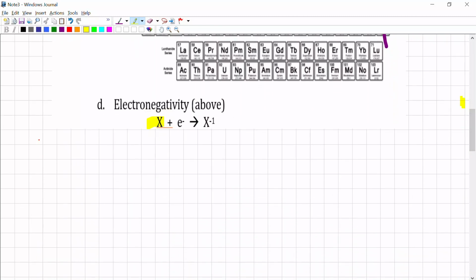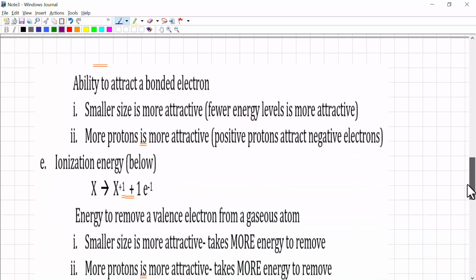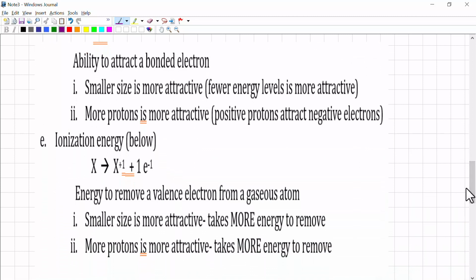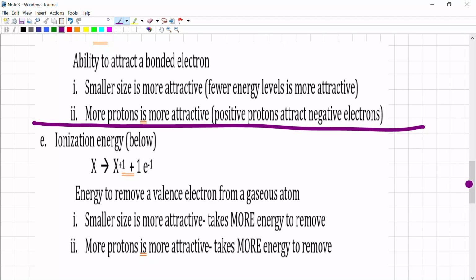The equation for electronegativity. Remember how electronegativity is attracting an electron? Here's an atom, here's an electron, here's an atom that's attracted an electron. And that is ability to attract a bonded electron. Smaller size is more attractive. Fewer energy levels is more attractive. More protons, more attractive. Positive protons attract negative electrons. Next trend.